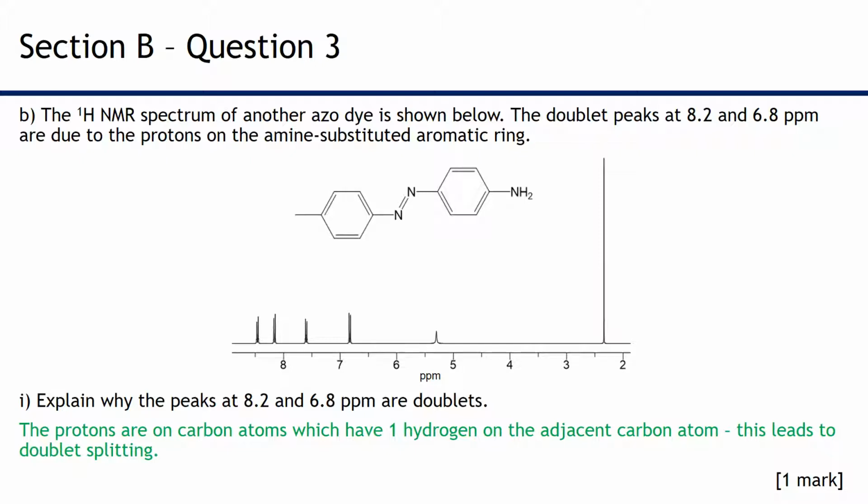And on the neighbouring carbons that are next to them, one of those carbons is going to be taken up with a bond to a nitrogen, so it has no bonds to protons, and the other carbon next to it is going to have a bond to a hydrogen. So there's only 1 hydrogen on the adjacent carbons there.